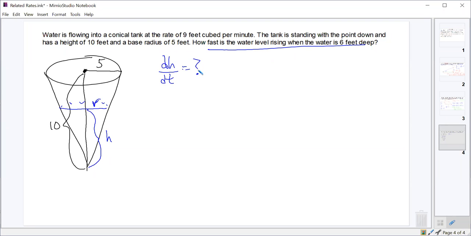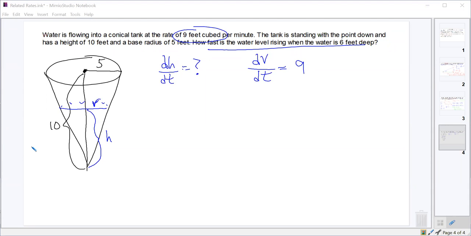And are we given a rate of change of anything in this problem? 9 cubic feet per minute. Yeah, we're given water is flowing into it at 9 cubic feet per minute. And so that would be a change in what? Should be a change in the volume, which we should be clued into because it's 9 cubic feet per minute. So it's flowing into it, it's increasing, the volume is getting greater, so that's a positive 9. And so we need to find a way to relate volume to height.